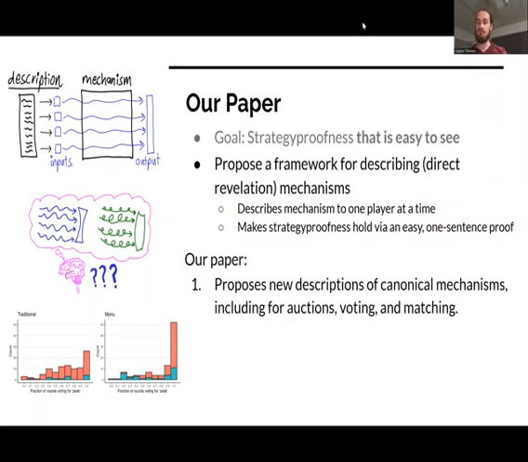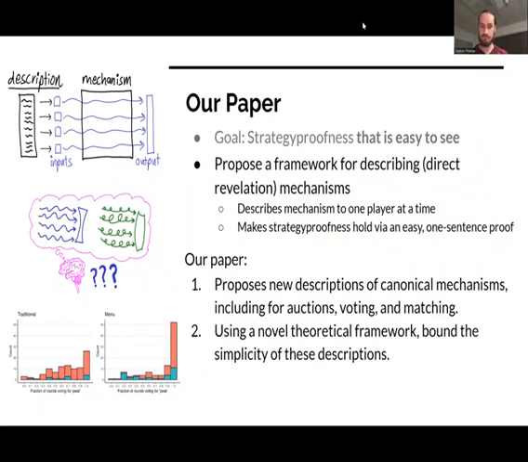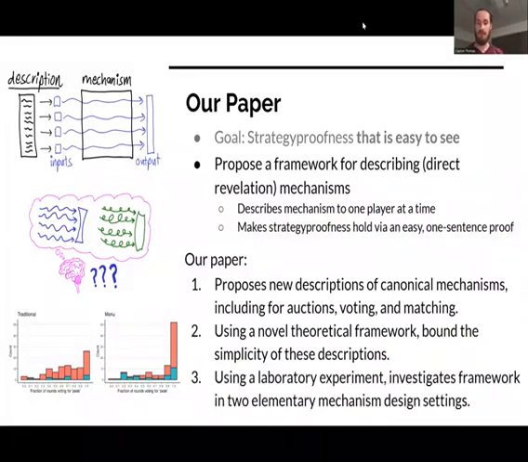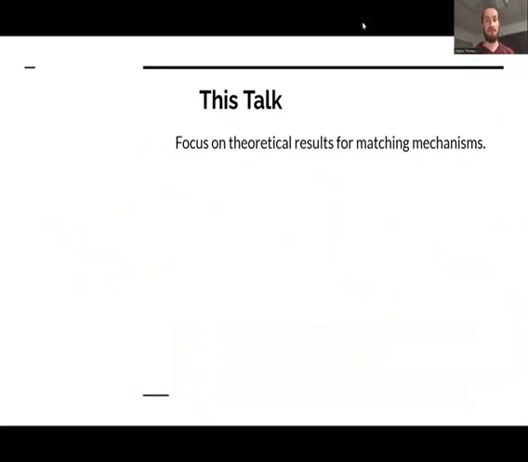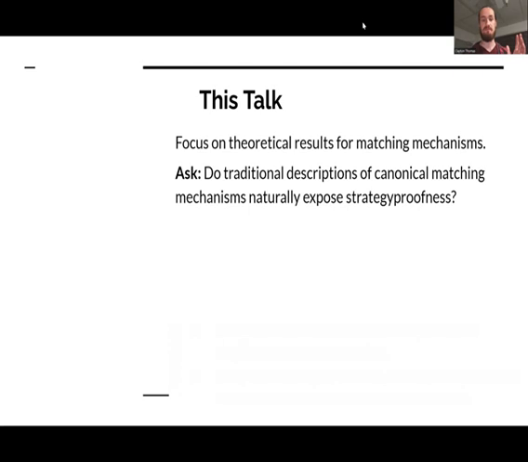In our paper, we try to take a quite broad look at this framework. We propose new descriptions for canonical mechanisms in different settings, for auctions, for voting, and for matching. We use a novel theoretical framework to reason about the simplicity of descriptions in this new framework. And we use a laboratory experiment to investigate this framework in more elementary mechanism design settings. But for time in this talk today, I'll focus on the theoretical results, and I'll focus on the main theoretical domain of application, matching mechanisms.